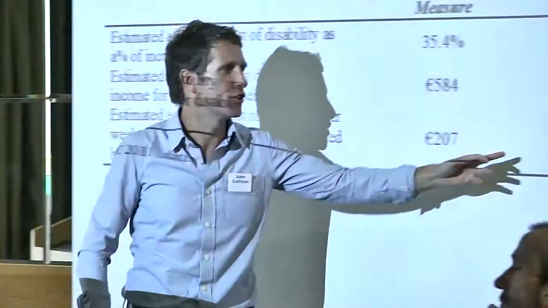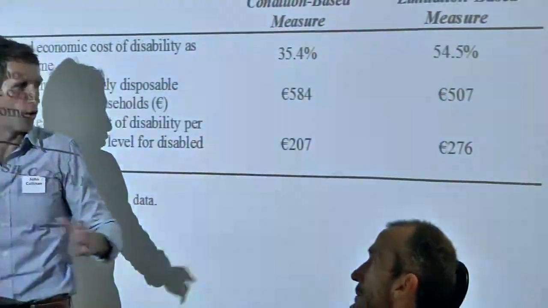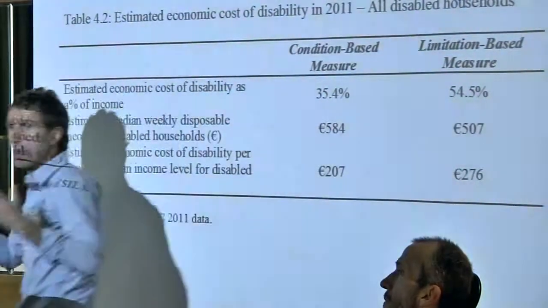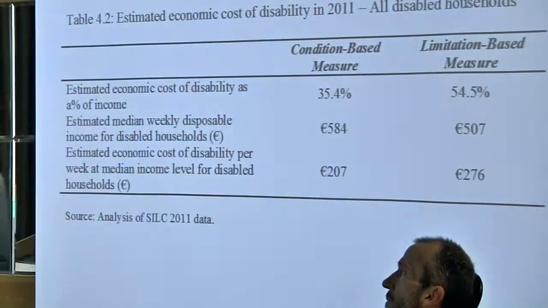Their precise magnitude is not really something that we need to focus on. This converts to about 10 grand a year. This converts to about 14 grand per year. They're big numbers. They're really significant additional costs.